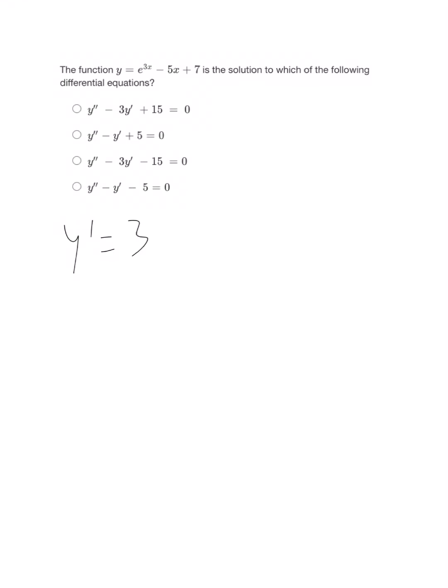So y prime, chain rule, is going to be 3e to the 3x minus 5. And y double prime is going to be 9e to the 3x. And then the minus 5 will go away. Again, chain rule, because you're bringing this 3 down, and then you're going to have 3 times 3 to get the 9. Let's just go ahead and plug it into the first one, see if that works. Maybe we'll get lucky like we did in the last one.